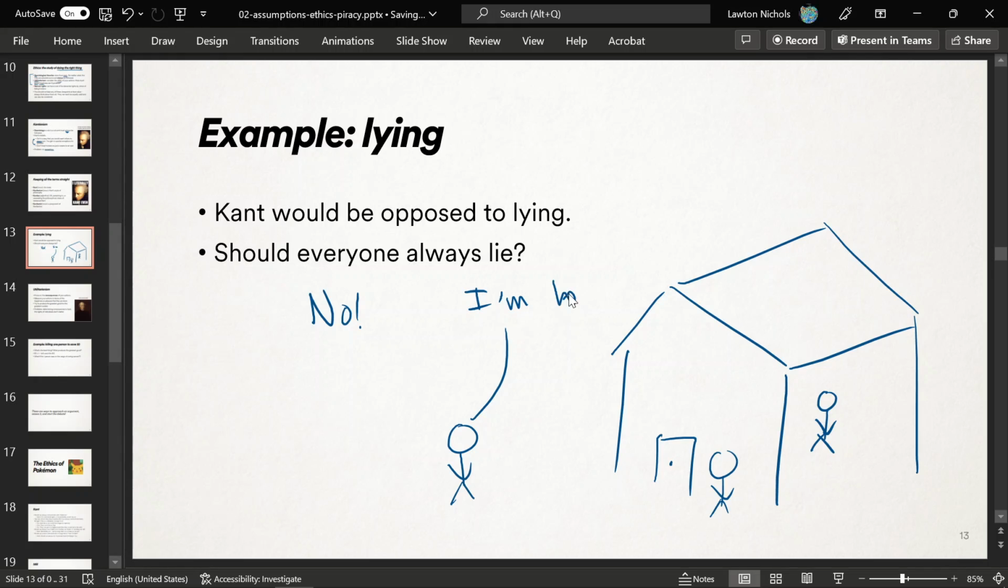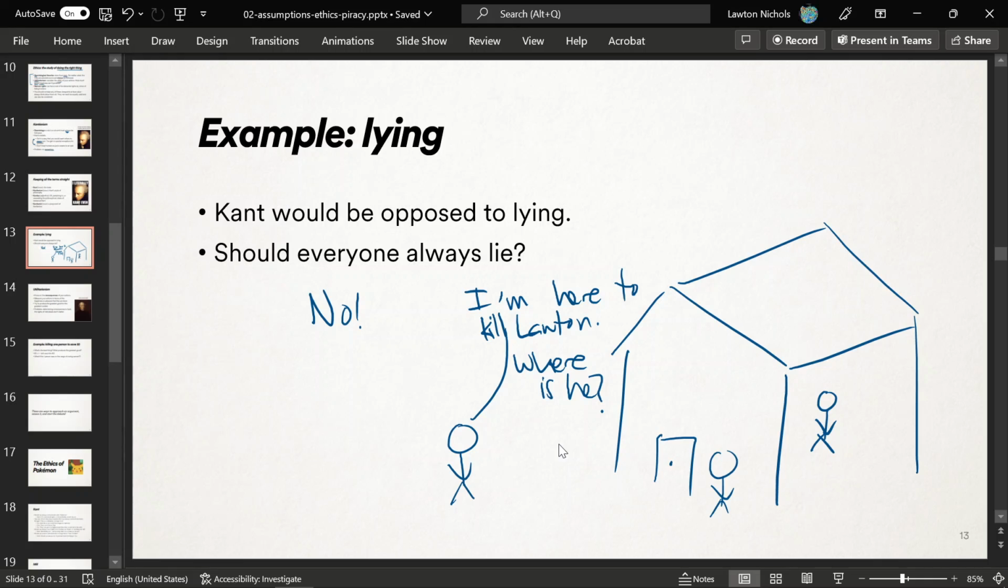I'm here to kill Lawton. He first says that. I'm here to kill Lawton. Where is he? And so I think everybody would want to lie at this point. Like, wouldn't my mom say, oh, he's nowhere near here right now. He's at school. Something like that, even though I am home, right? So this is one of those places where Kantianism kind of breaks down.